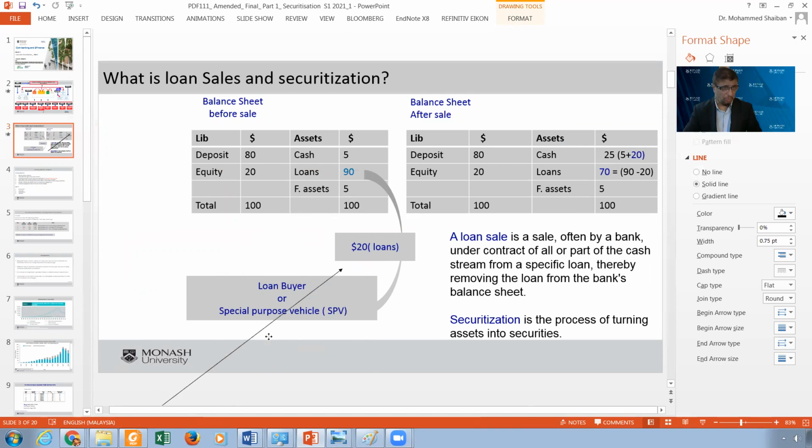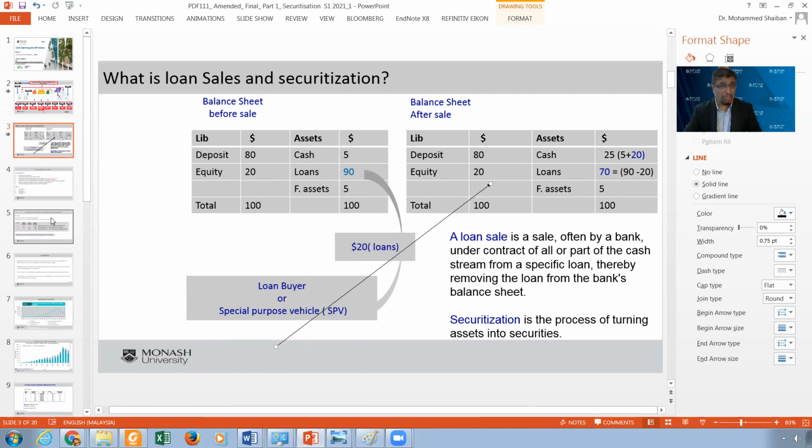Now if I sell 20 of this, my balance sheet will look after the sale like this. Instead of 90 loans, now I have only 70. And I used to have a cash of 5, now I have a cash of 25, which is the original 5 plus the 20. Now this 20, I can use to solve my liquidity problems. If I am under liquidity stress, I can also pay it back to depositors if I want to decrease my reserve. By selling these loans, I'm taking this loan with all its problems out of the balance sheet, including the credit risk. But this is the process.